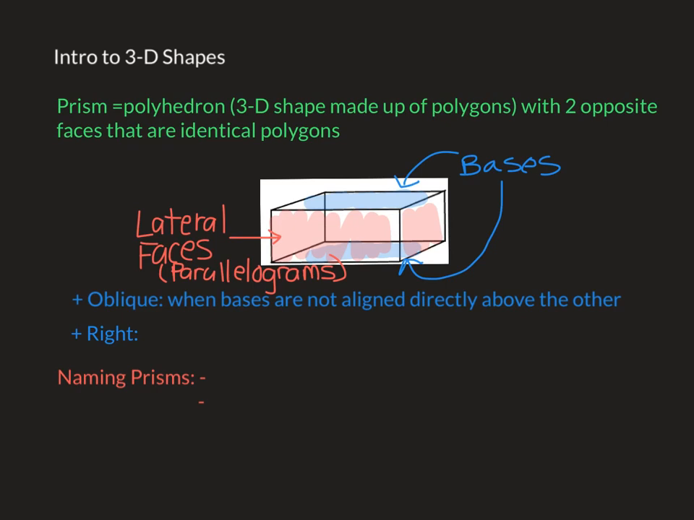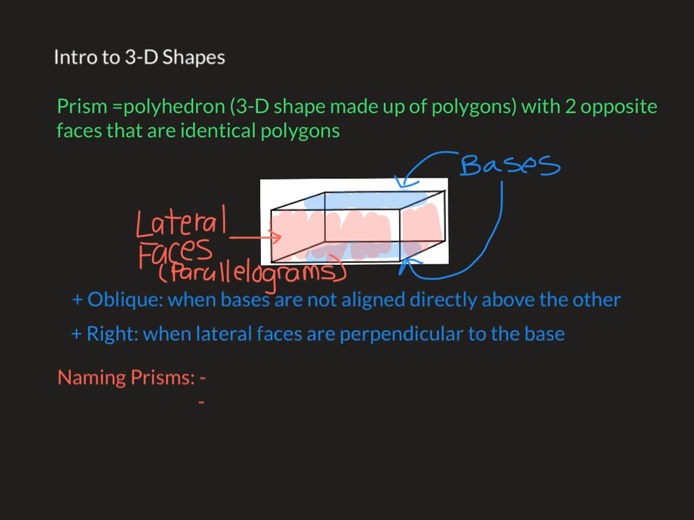However, the majority of prisms are aligned like this one that we have here, this rectangular prism, where the base on the top is directly above the base on the bottom. Those types of prisms are called right prisms. In fact, think of the relationship of the lateral faces. If the bases are aligned directly on top of one another, the lateral faces will always be perpendicular to the base.